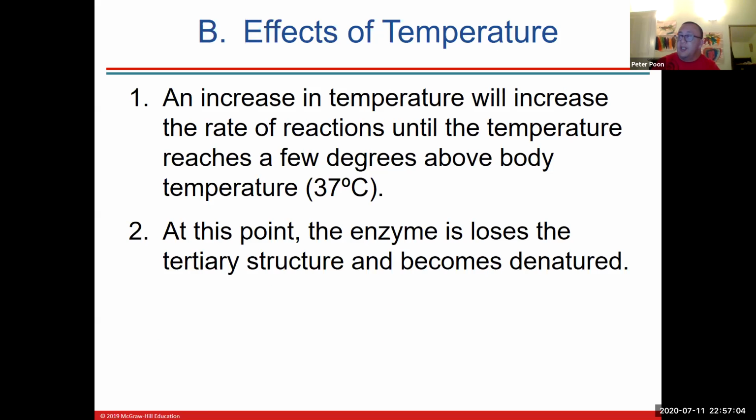So we're studying human physiology, and human physiology is at 37 degrees. Our enzymes are designed to work at 37 degrees. They will work a little bit above 37, so 38, 39. When it hits 40, things start changing. At this point, the enzyme starts to lose its tertiary structure and can become denatured, or basically misformed. If you go too high above 40, it doesn't go back.